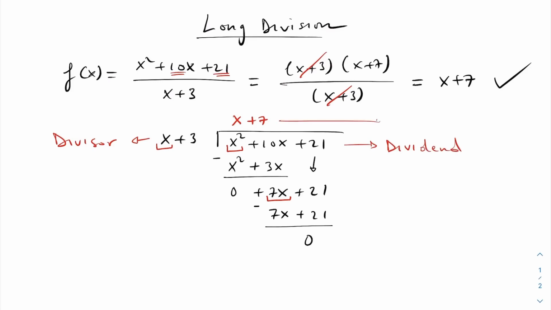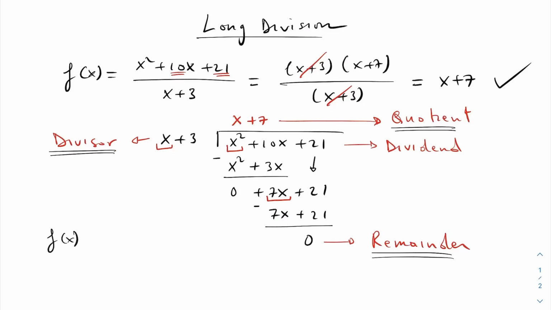And what you get as a result up here is going to be called the quotient, and what you have down here on the bottom is going to be the remainder. With that being said, once you're done with your long division, all you have to do is write your function, and you do it the same way all the time. It's going to be f of x equals your quotient plus the remainder divided by the divisor. And so in this case, we're going to have x plus 7 plus 0 divided by x plus 3.